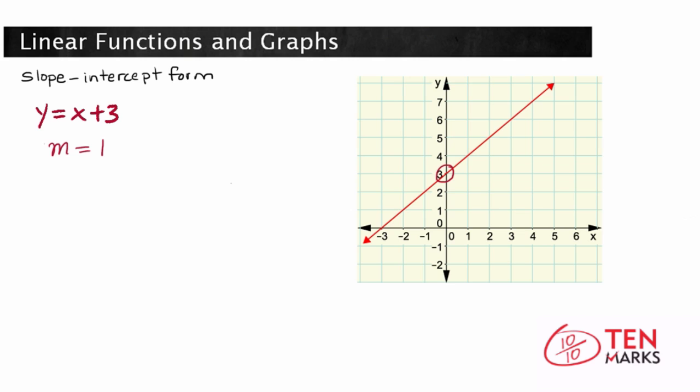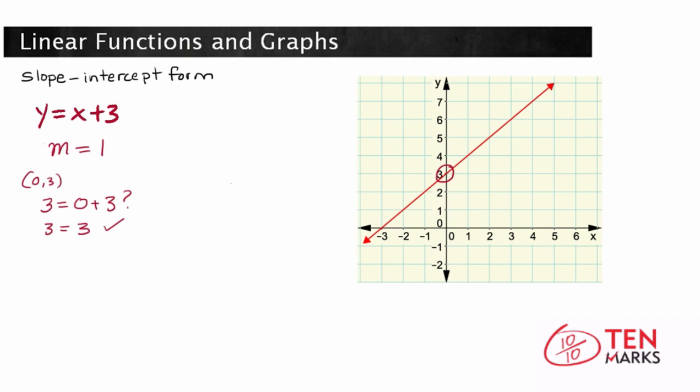So here our point is 0, 3. You can check to see if this point is on the line by substituting 0 for x and 3 for y. So we'll write 3 equals 0 plus 3 and check to see if it's true. 0 plus 3 does equal 3, so we can see that this point is on the line.